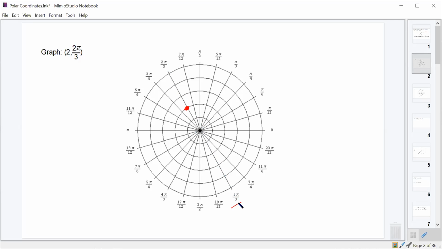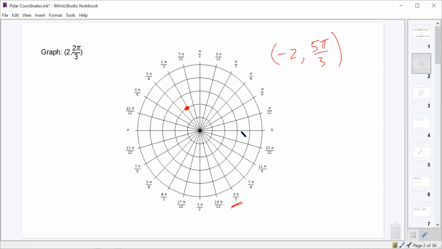Which would be 5 pi over 3. And so we could say 5 pi over 3 would be the angle, but then instead of an r value of 2, which would come this way, we'd have to use an r value of negative 2. Those are equivalent points. Those are the exact same point. (-2, 5 pi over 3) and (2, 2 pi over 3).